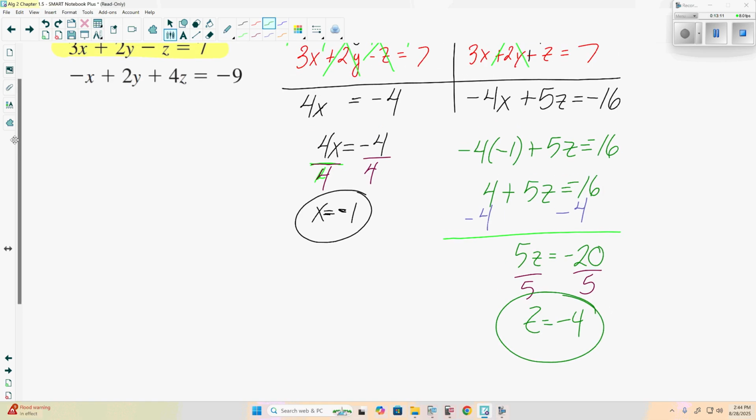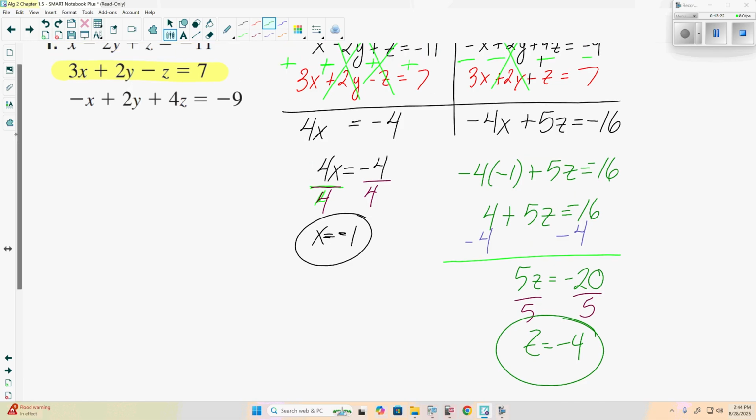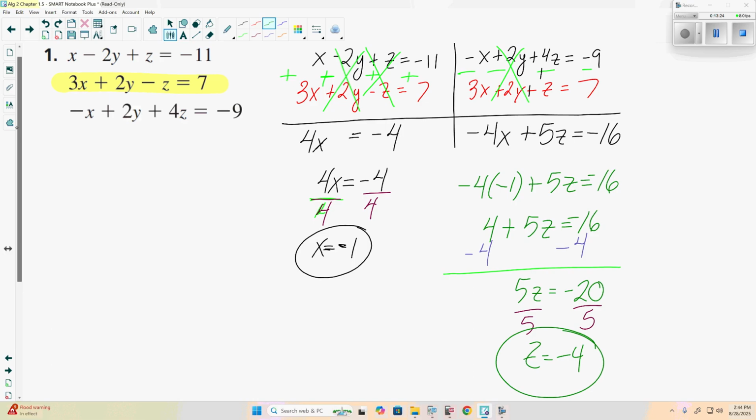Part of the reason I was pausing on that is because I've done this problem 3 times today. z has come out as a whole number, or an integer, every single time. So it should be an integer this hour. Questions on how we found x or z?